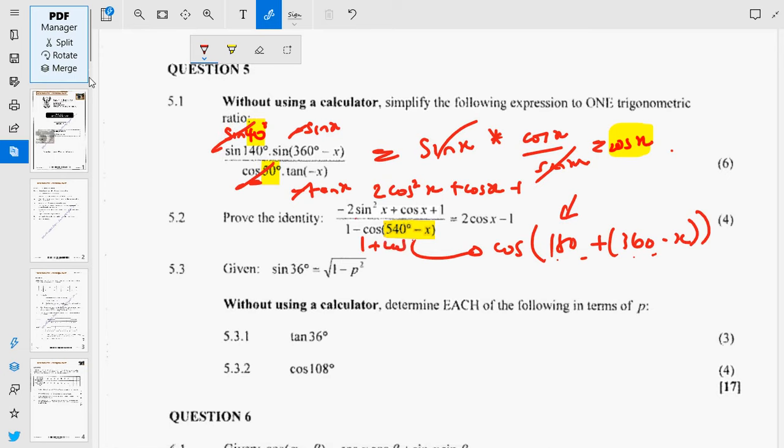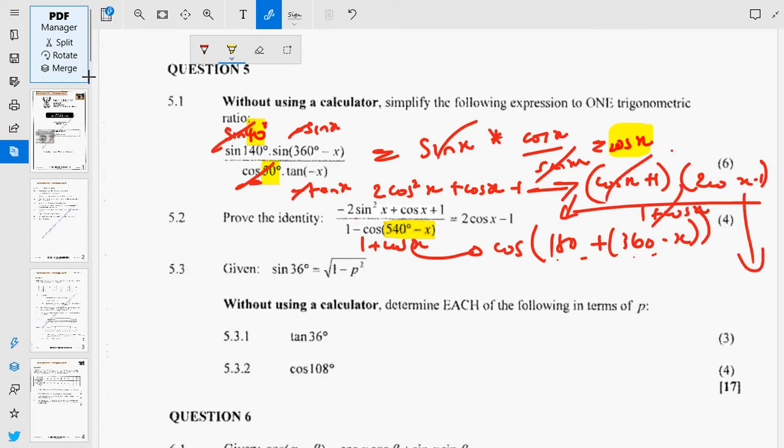Now, if you factorize the top, because this very much looks like a quadratic, a trinomial, you're going to have cos x plus 1 times 2 cos x minus 1. And at the bottom, you have 1 plus cos x. These will cancel, and you're going to land up with what you want, which is 2 cos x.